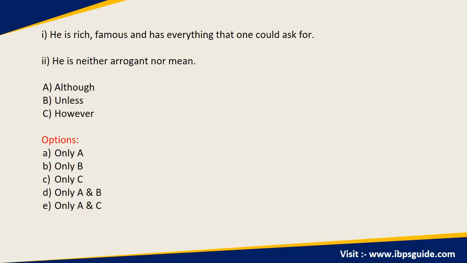So one part of the sentence contrasts with the other part of the sentence. So you can say he is rich, famous, and has everything that one could ask for. However, he is neither arrogant nor mean. So however also fits these sentences perfectly. So when you have two sentences like this that are contrasting, you should always use a contrast sign.